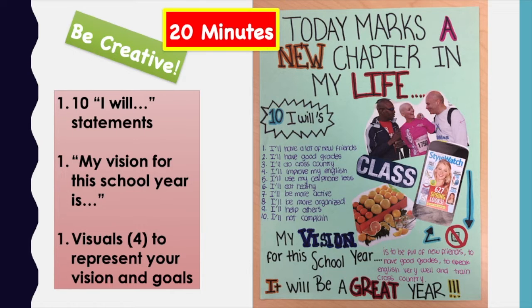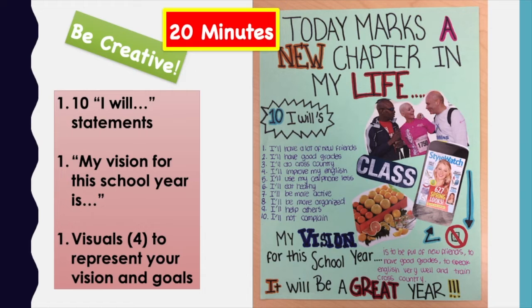And then you're going to write 10 I will statements like you see pictured here. You're going to be creative. It doesn't have to look just like this one. But I want you to make 10 things you will do this year. These are goals that you could accomplish this school year. Okay? I will have a lot of new friends. I will have good grades. I will join cross country. I will improve my English. I will use my cell phone less, right? What are 10 commitments you will make to yourself to have a good, strong school year?